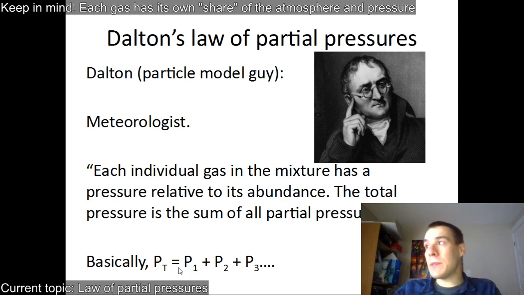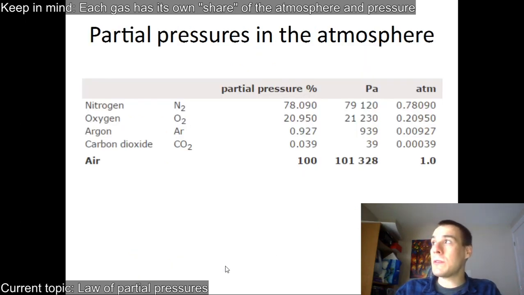So basically the total pressure is pressure 1 plus pressure 2 plus pressure 3, and you can see that here in this chart. Nitrogen is 78% of the air. It's also about 78% of the pressure. The pressure in pascals is 101,000, so it's a little bit more than the 78. So it's 78% of the pressure, or 0.78 of an atmosphere.